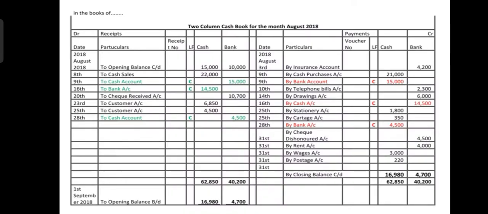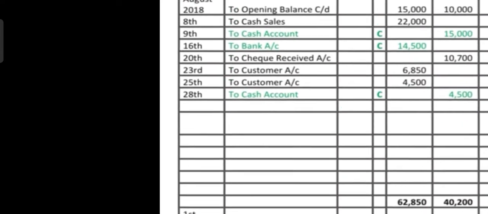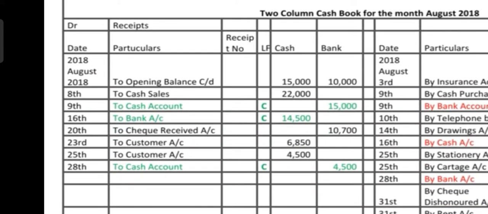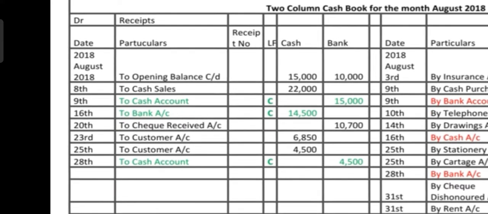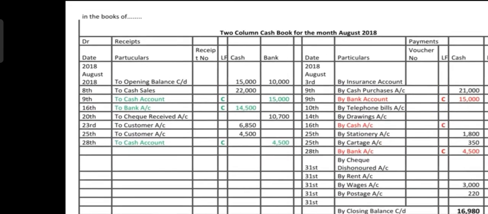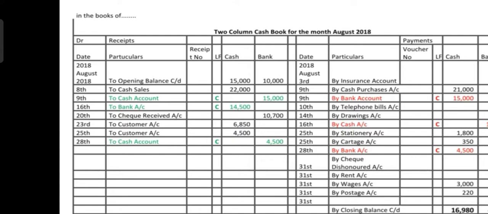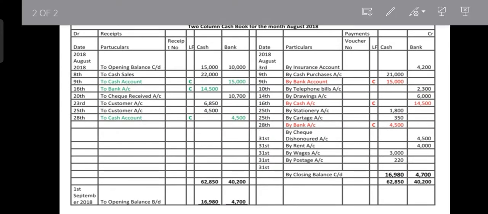See here, two column cash book, two sides, debit side or receipt side or left hand side. One more column is added. It is just like single column cash book only. Here we are going to find two columns, one for cash, one for bank. Okay, receipt side. So here one date column will be there. Okay, then particulars to write the details.